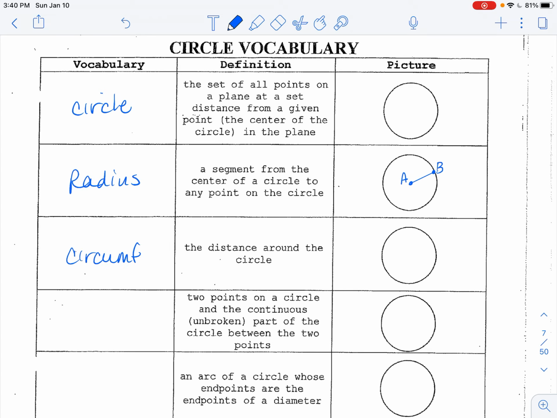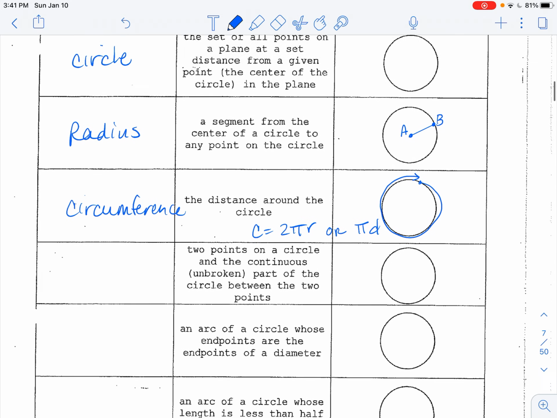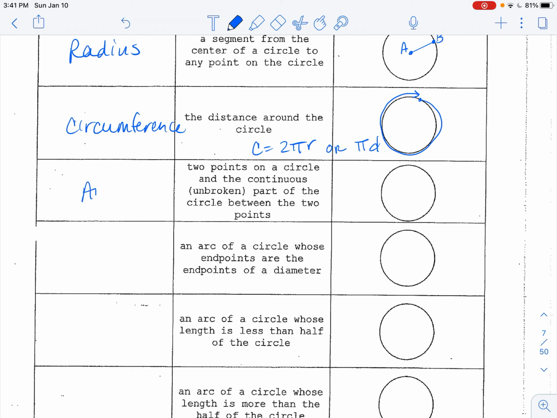The next word is circumference. And this is the distance around the circle. The formula for circumference is 2 pi r, or pi times the diameter. And that is the distance all the way around the circle. An arc has 2 points on the circle and is continuous between the 2 points. So if I had this point A to B, this would be my arc.